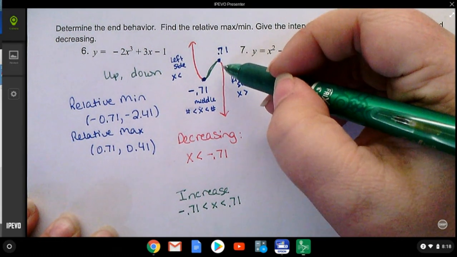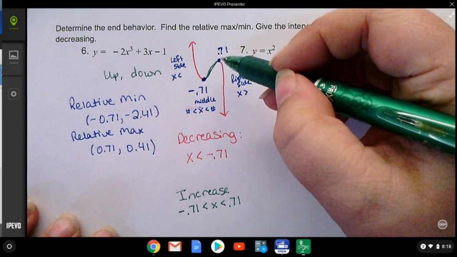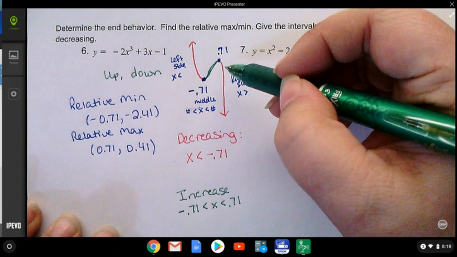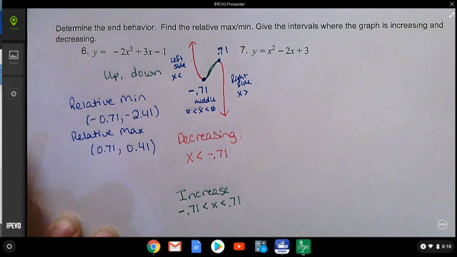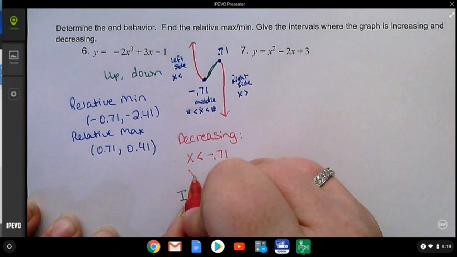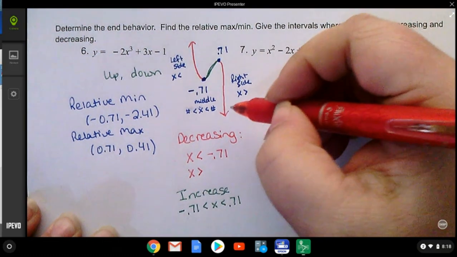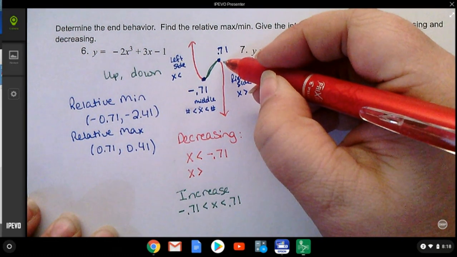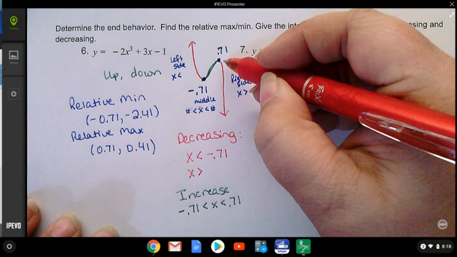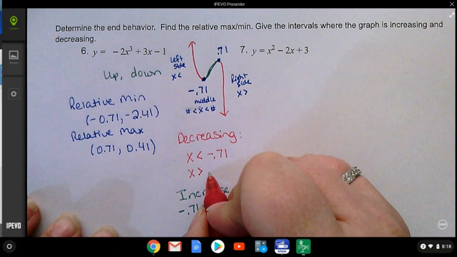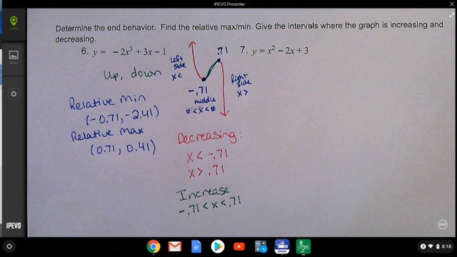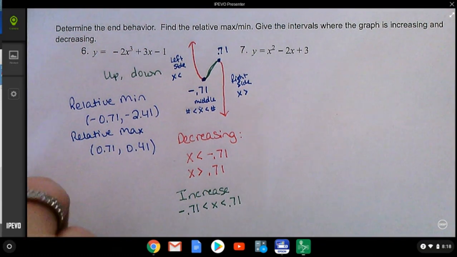But then we have this chunk over here. What do we do for this chunk over here? Is it increasing or decreasing? Decreasing. And it's on the right side, so its x is greater than. Which x value is this one touching? 0.71 or negative 0.71? 0.71. So that's how we do increasing and decreasing.